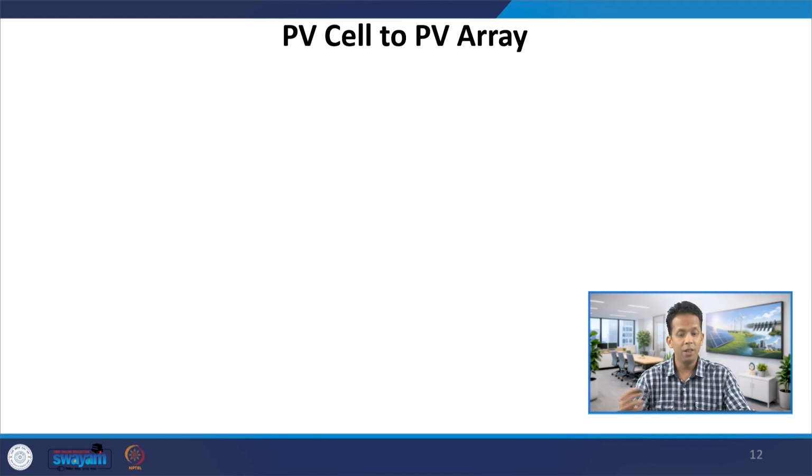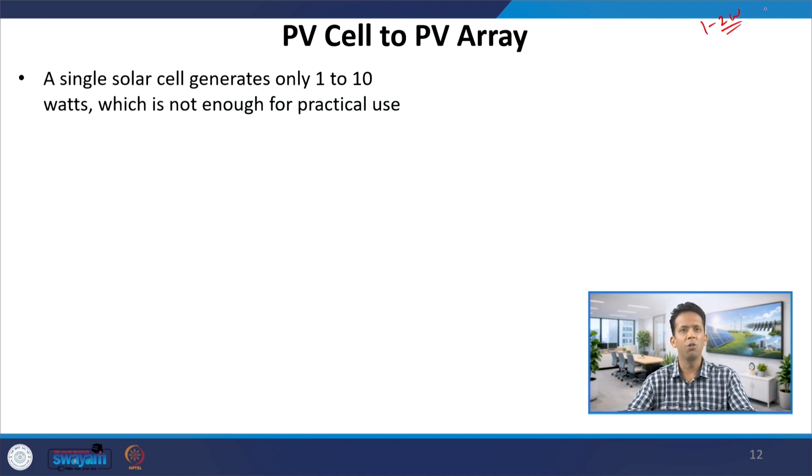Now, since the PV cell is the fundamental unit, one cell typically produces 1 or 2 watts of power. Modern cells have gone up to 10 watts, but even 10 watts is not enough for practical use. We may be able to power one CFL, one LED, or small bulbs or lights with 10 watts, but if we are planning to set up a solar based installation to supply power to a house, one solar cell won't be of any use.